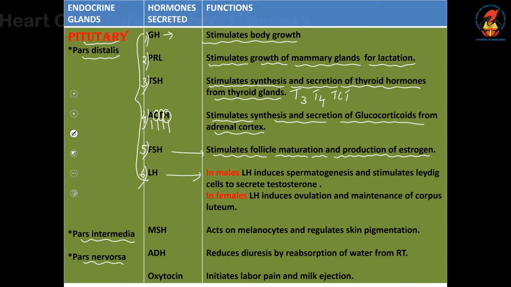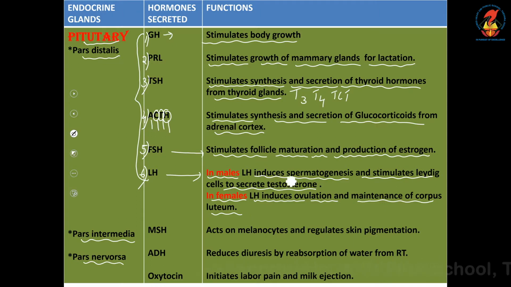And last we have the luteinizing hormone, in males and in females. In males, it induces spermatogenesis and stimulates the Leydig cells to secrete testosterone. In females, the luteinizing hormone induces ovulation and maintenance of the corpus luteum. This you will understand when I deal with the chapter reproduction in the 12th standard. As of now, you just understand the two important processes they are influencing.